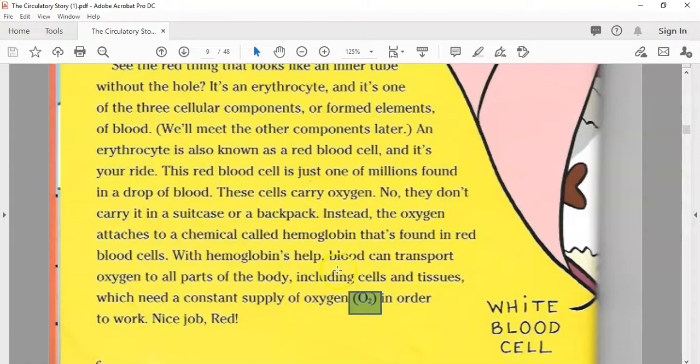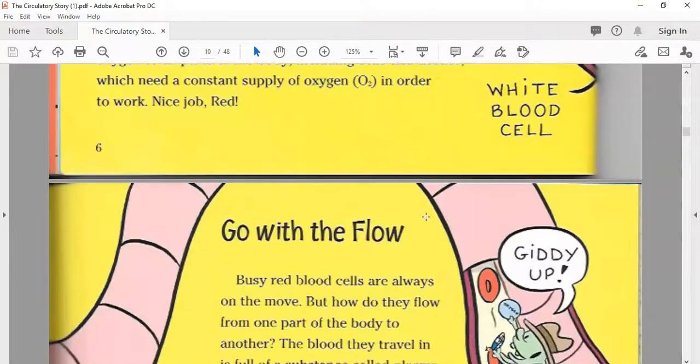The red blood cell. Now the red blood cell also has what? Hemoglobin. So they kind of attach to each other. So they all work together. Can they work independently? Absolutely not. Let's go ahead and turn the page.